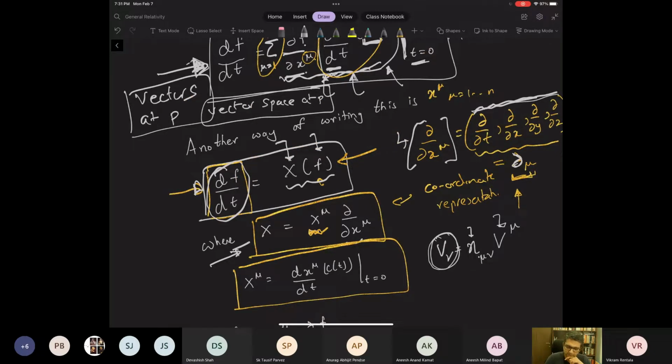And X is an operation. It's an operation that you perform on functions. This operation itself is defined as the vector. So the operation itself is defined as a vector.